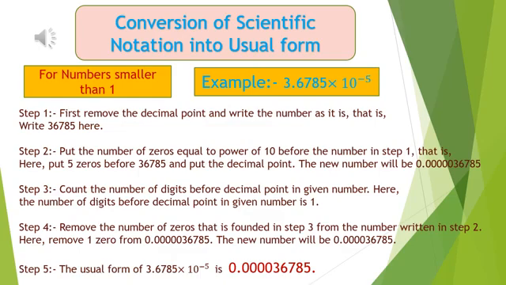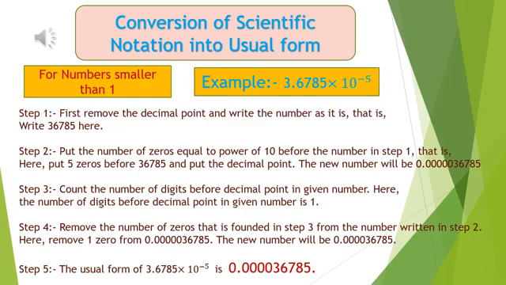Now put the number of zeros equal to the power of 10 before the number. Before the number. Why? Because your power of 10 is negative. So how many zeros are there? What is the power of 10? Negative 5. It means you will put 5 zeros before 36785. So your new number will be 0.00000 with 5 zeros and then 36785.